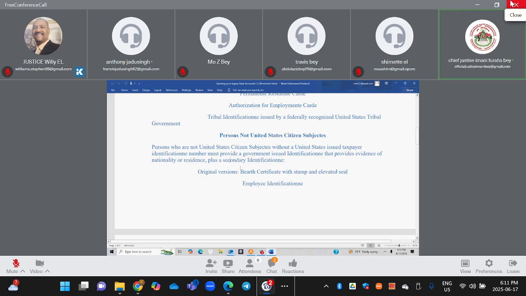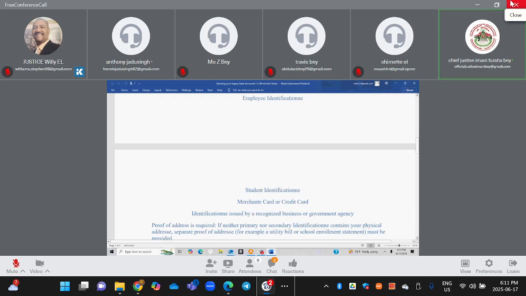Right. A birth certificate with stamp and elevated seal. So it would have to be embossed with the seal on it. Or employee identification or student identification, merchant card or credit card. Identification by a recognized business or government agency. Okay, so understand that as well. Identification issued by a recognized business or federal government.